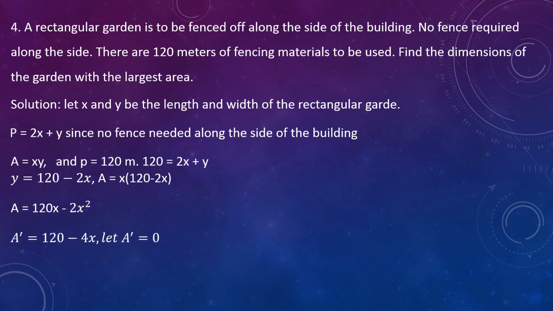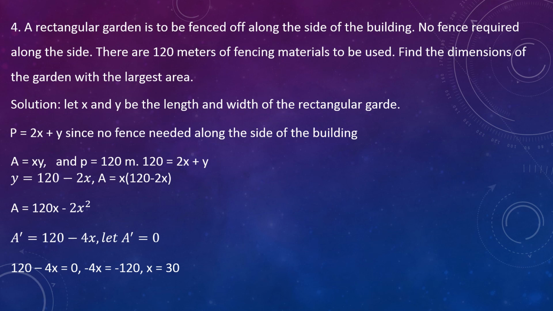Then after that, we can now get the derivative of A. So we have A prime is equal to 120 minus the derivative of negative 2x squared, which is negative 4x. Then we can also let A prime be equal to 0 so that we can identify the value of x. So we can now have 120 minus 4x is equal to 0. Then negative 4x now is equal to negative 120. Then dividing both sides by negative 4, x now is equal to 30. So we already identified that one of the sides of this rectangle is 30.